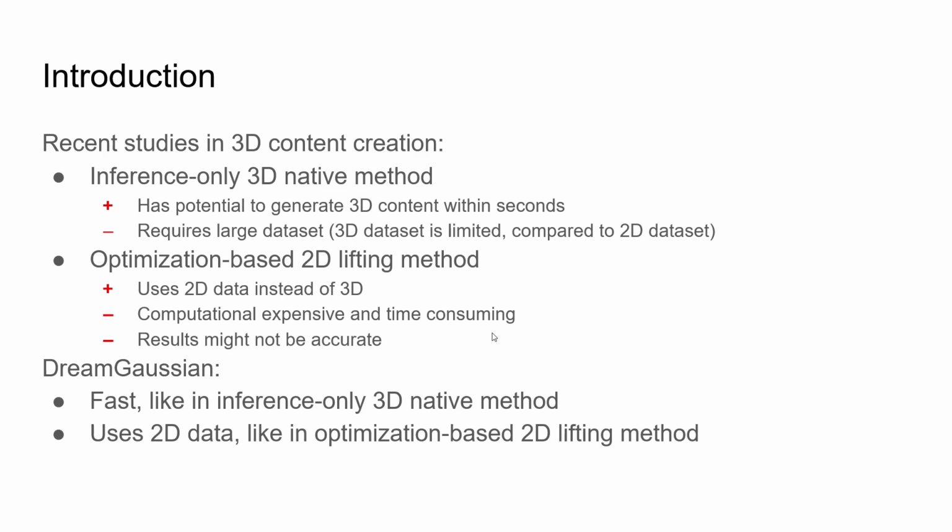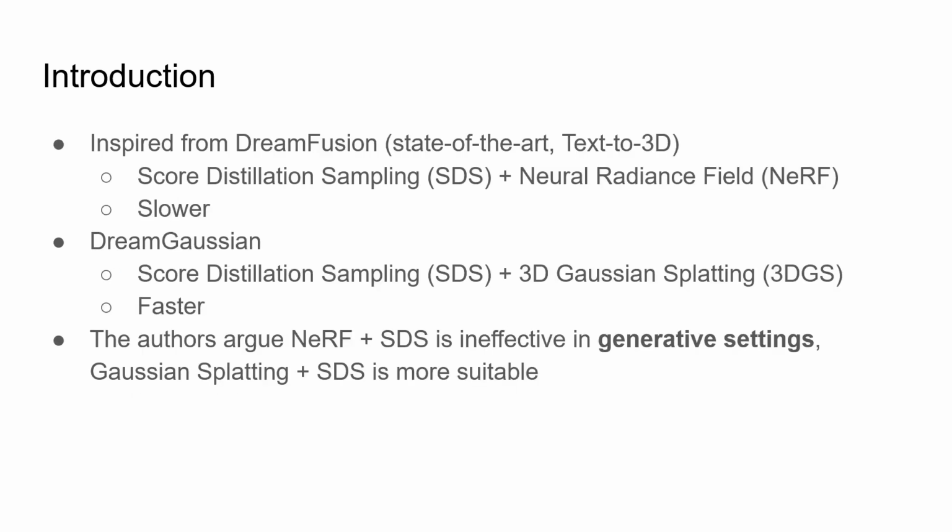DreamGaussian capitalizes on the strengths of both paradigms: fast optimization time like in the 3D native methods, and the ability to use existing 2D data like in optimization-based 2D lifting methods. Taking inspiration from DreamFusion, the state-of-the-art approach that uses score distillation sampling, or SDS, to generate 3D models from text prompts, DreamGaussian also adopts SDS for optimization.